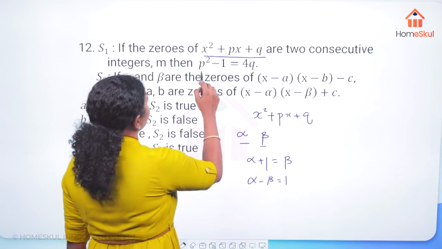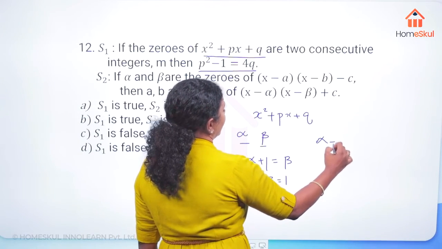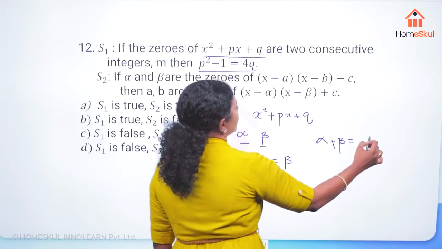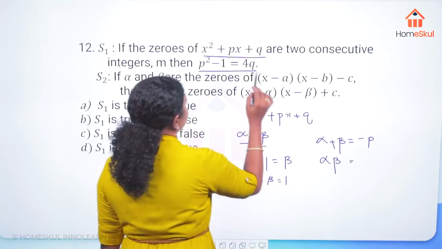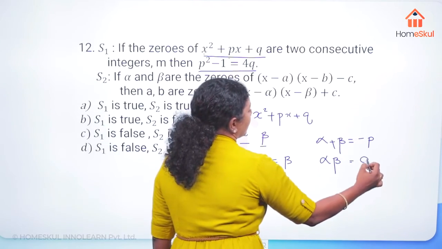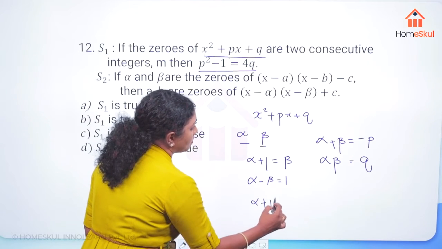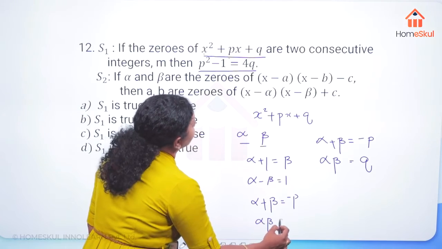Now, we need to find what is p square minus 1. If I am taking the sum alpha plus beta, sum is equal to minus b by a, which is minus p. Alpha into beta, the product is equal to c by a. So, I will get it is equal to q. Now, I have alpha plus beta is equal to minus p. Alpha into beta is equal to q.